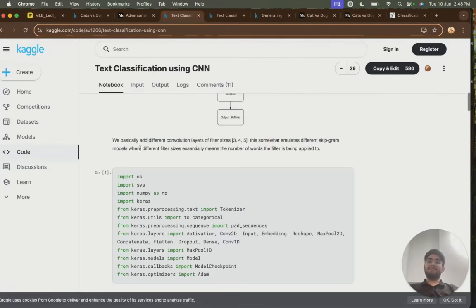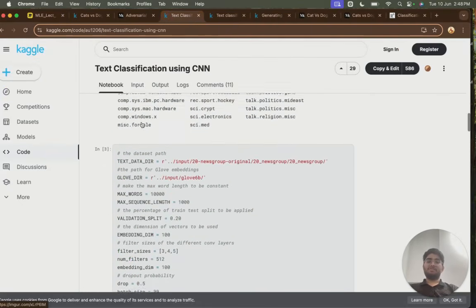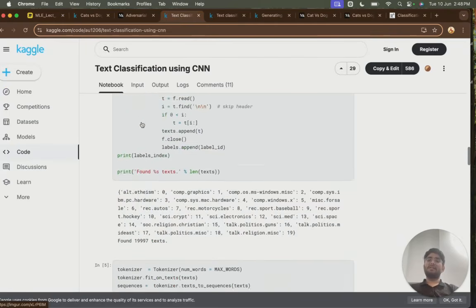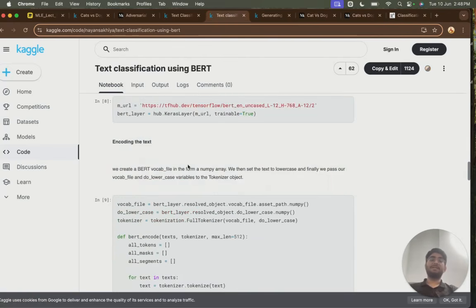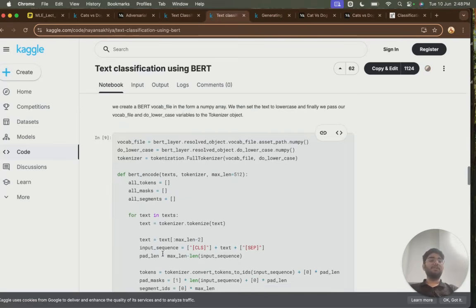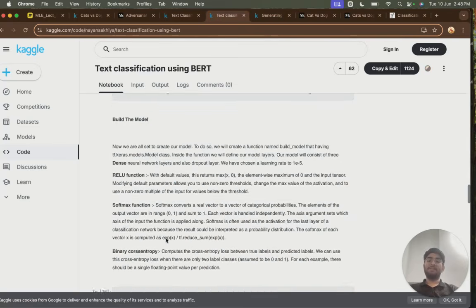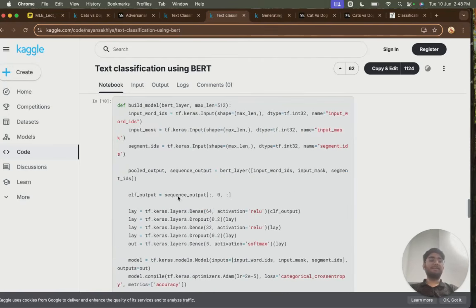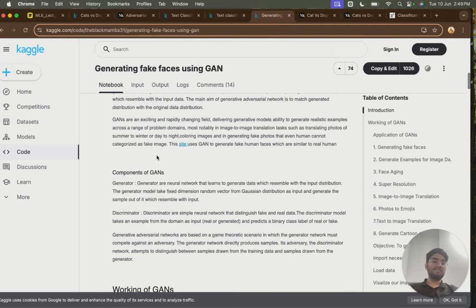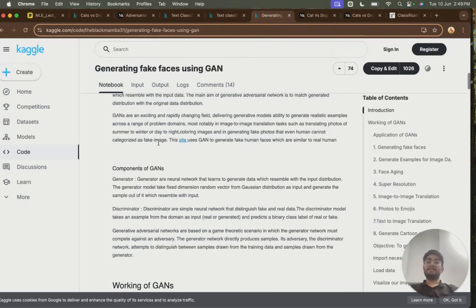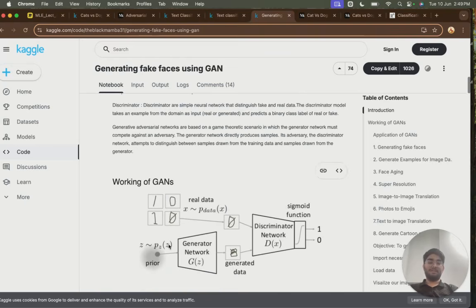You can see text classification can be done using CNN. So you can use CNN for text classification. At the same time, text classification can be done using BERT as well, where you can use transfer learning to build a model and classify the tweets or the news into fake or real. Then you can even generate fake faces and then classify which are the fake images and which are the real images using a generative adversarial network.